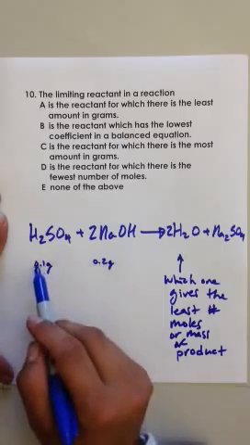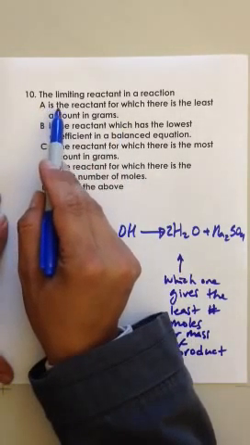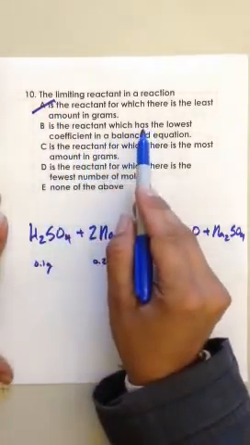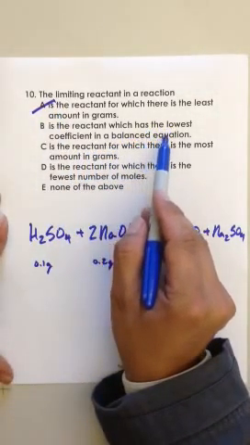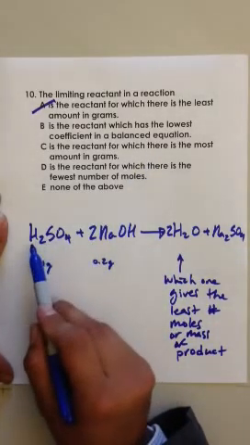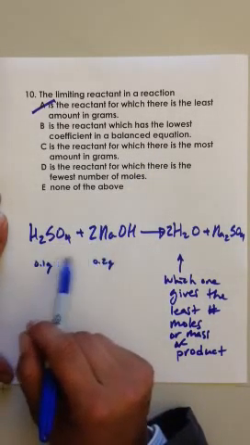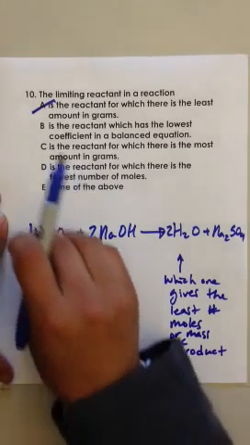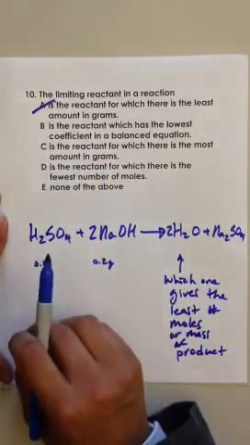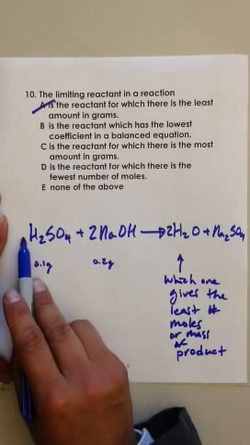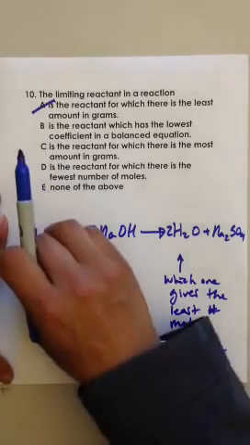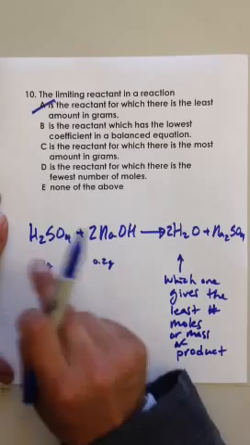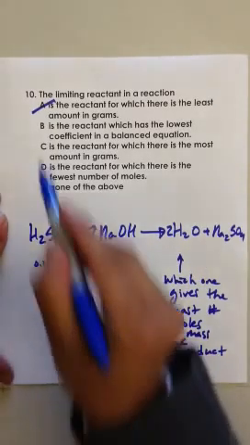Okay, masses aren't going to work, because this is the reactant for which there is the least amount in grams. Nope. Is the reactant which has the lowest coefficient in a balanced equation? Sometimes the lower coefficient is going to give that to you, but not always, depending on how much you have. You could have fewer moles of this or fewer moles of this. You know what I mean? So this is the lesser number of moles, and it could be the limiting reactant. But if I have 1,000 kilograms of this and 1 kilogram of this, then you know this is the limiting reactant. Right? So it's not always true.